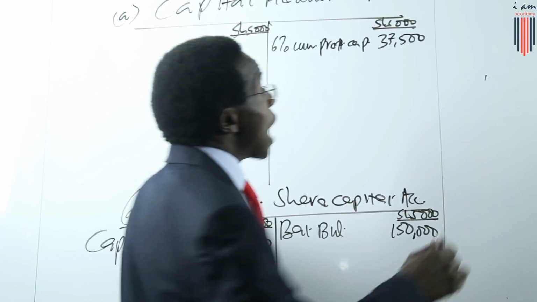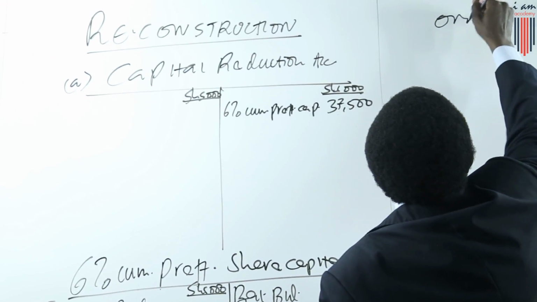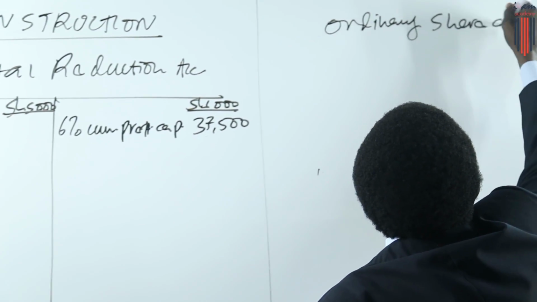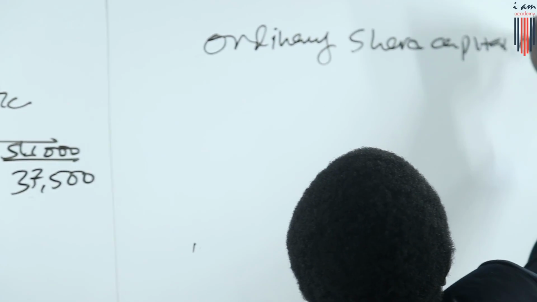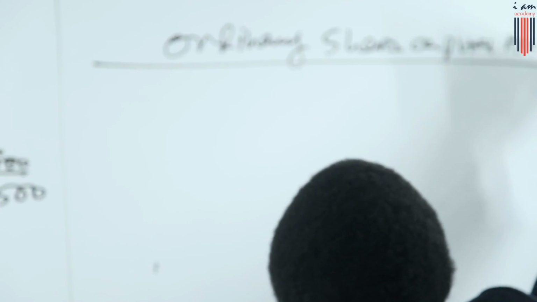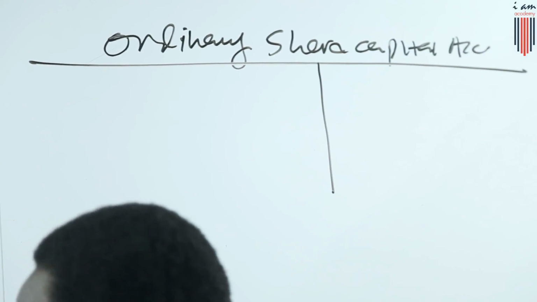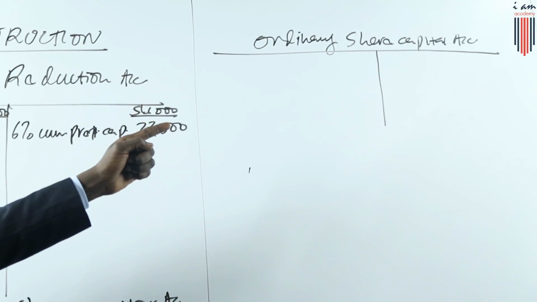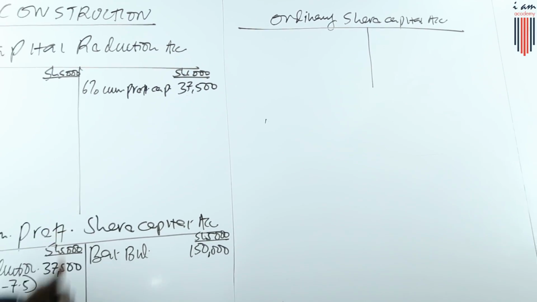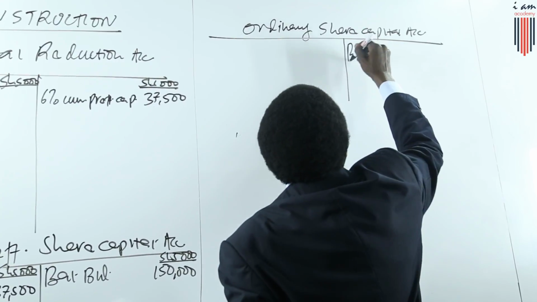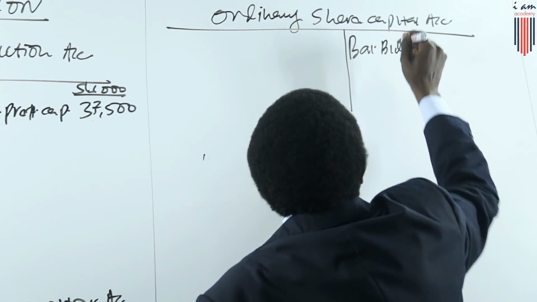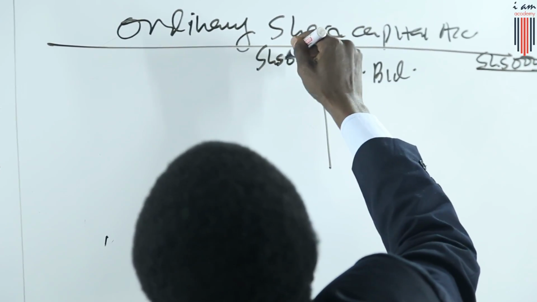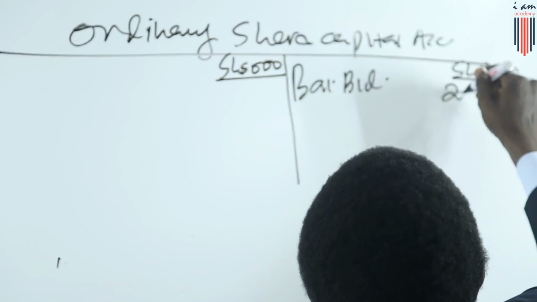At the same time, I'll also want to open the ordinary share capital account, just for revision purposes. This can also be referred to as the members account. So we are opening them at the same time. Don't forget that we have a balance brought down, and these figures are in thousands. Our balance brought down is 200 million.